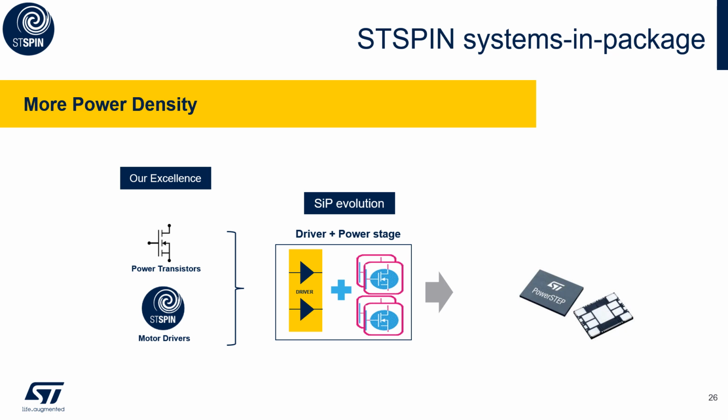Here we use different dies and combine them in one package. This allows us to reach higher power density, and we can reuse already existing ST products, which gives us higher flexibility to satisfy the needs of our customers. We can choose the best devices for the target application and put them together in one package. Here, for example, we can see a system-in-package approach where we put together the driver with a power stage to reach higher power density, and also a higher level of integration in one package. Let's have a closer look at the device behind.